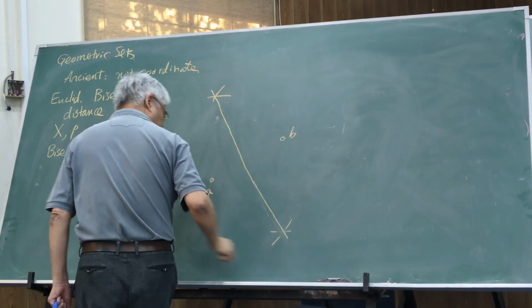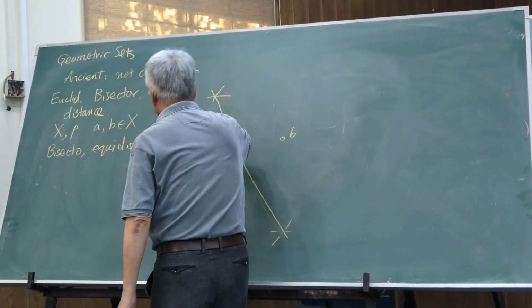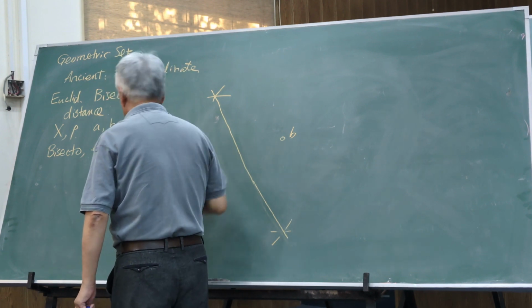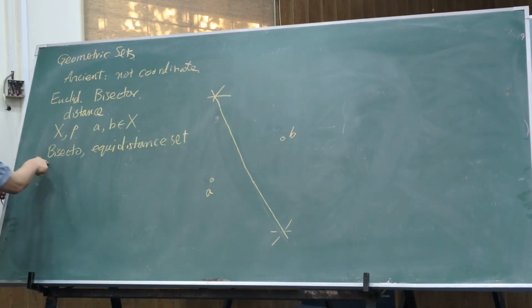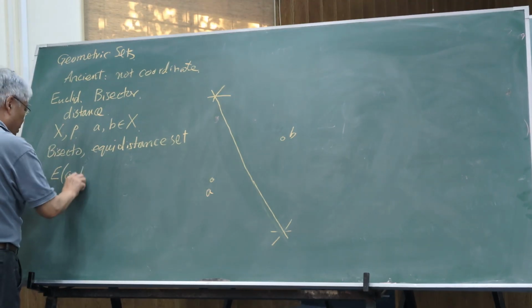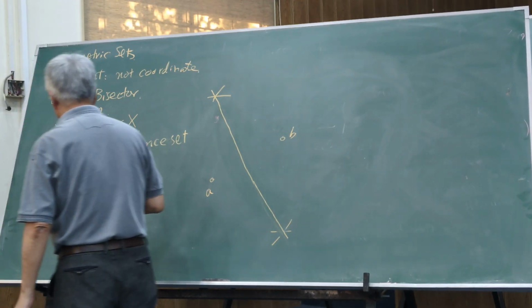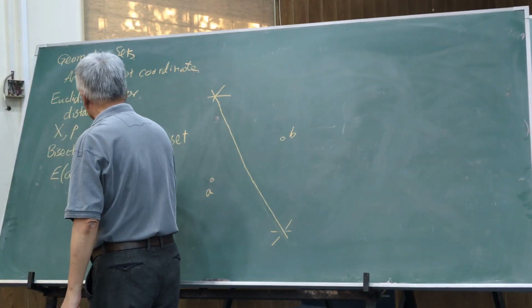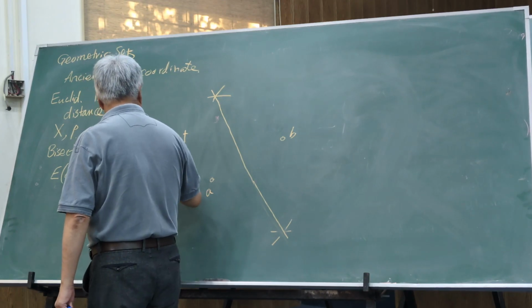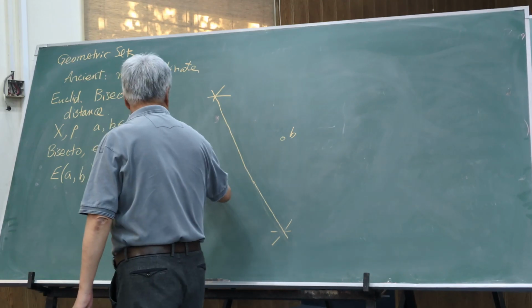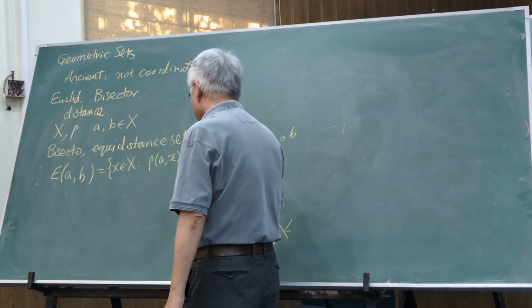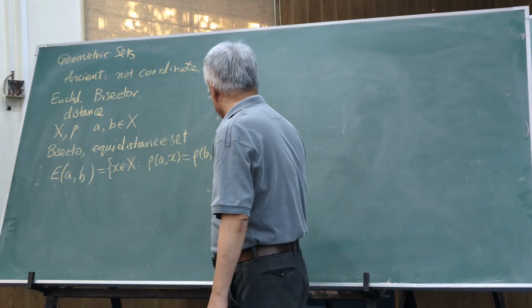A set, equidistant set, and we use it because of this E. We can't use P because we will now immediately generalize. The set of equidistant points for AB is equal to all points X in the metric space such that rho(A, X) is equal to rho(B, X). Even this very simple definition, you can do lots of things about it.